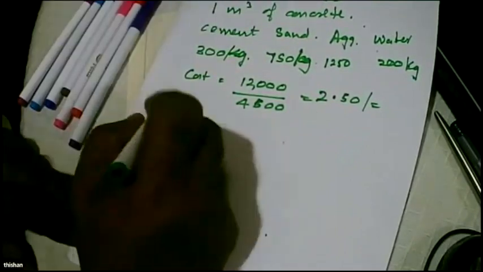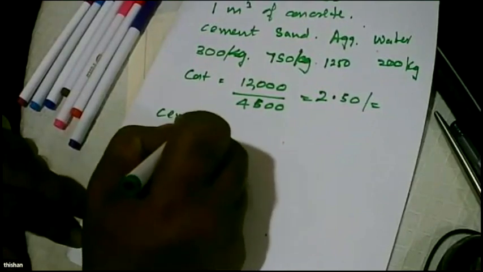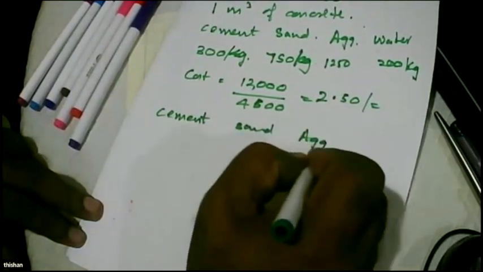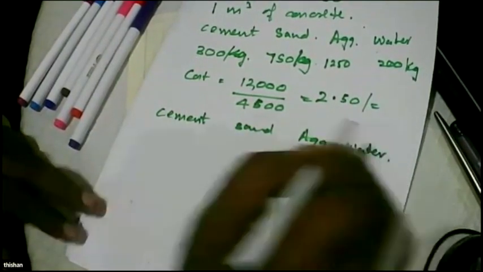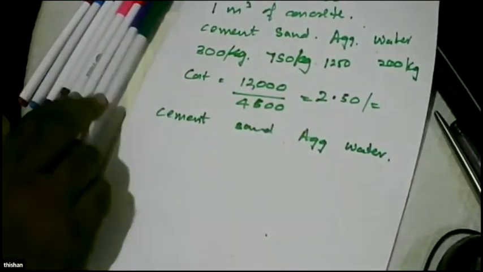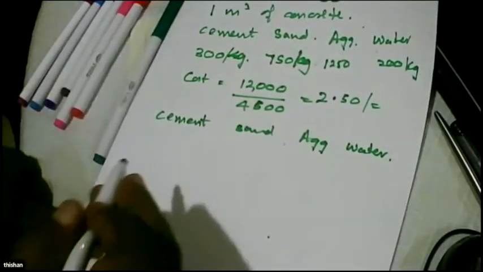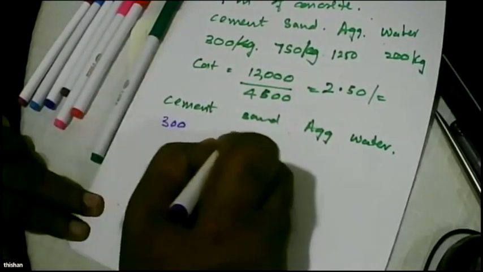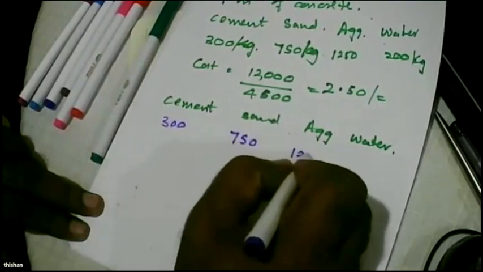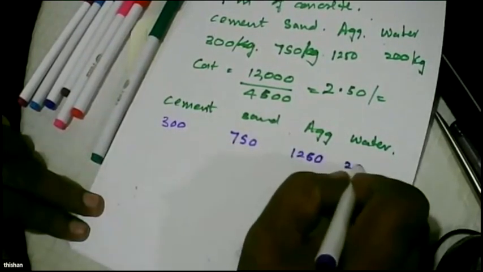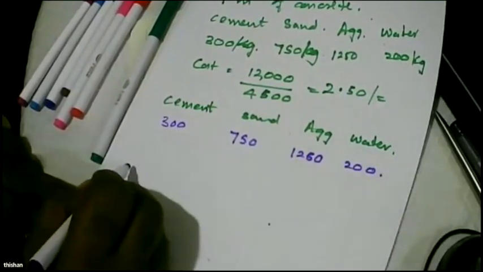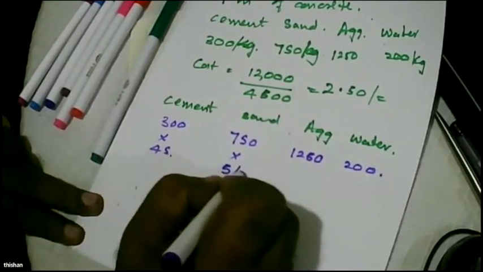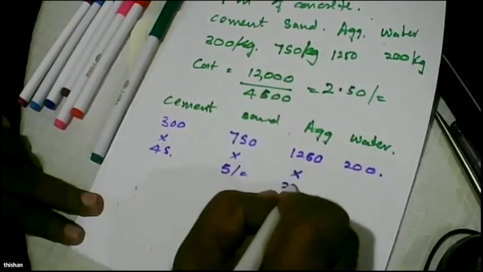Now we can work out the cost of concrete: sand, aggregate, water. I have done this calculation earlier today, but I never showed how I got these numbers, 5 rupees for sand and all that. Now today, we multiply this by 45, multiply this by 5, multiply this by 2.50.